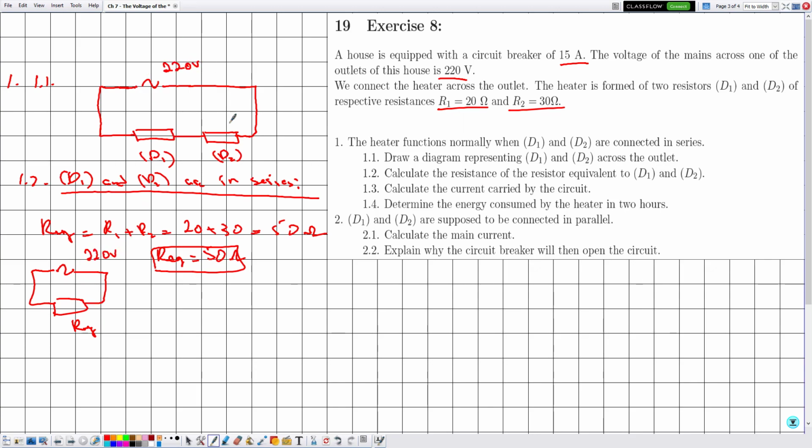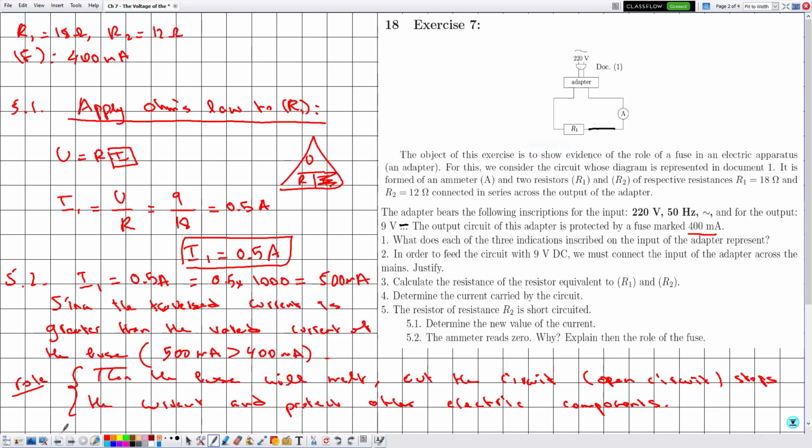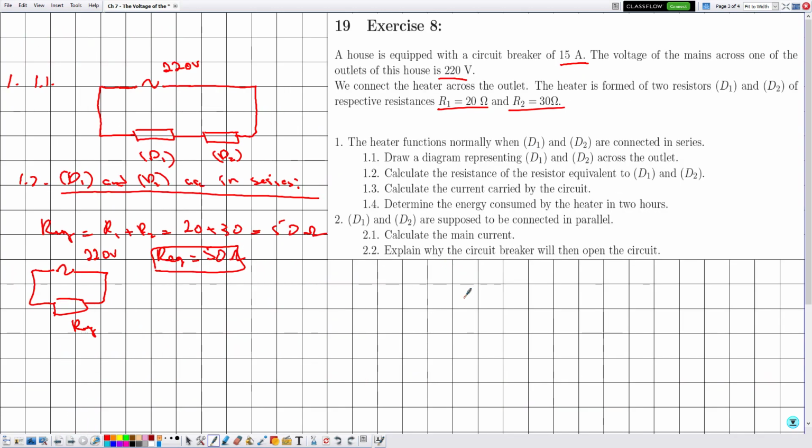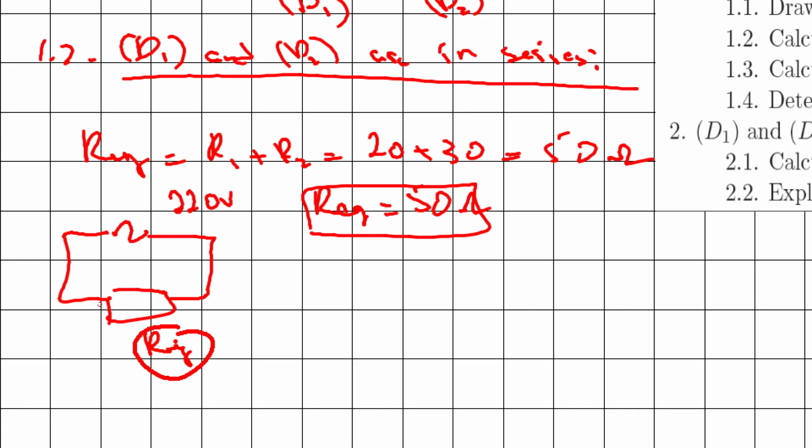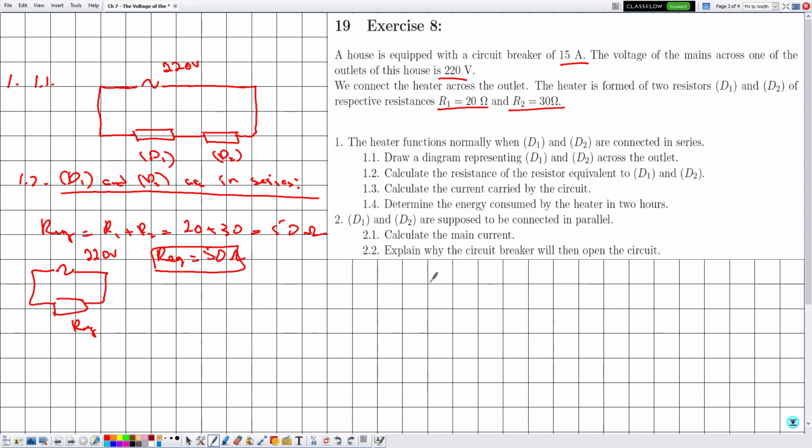As we have said previously, the trick in solving such type of exercises is to write the voltage on the circuit, as we have done in this case also. Now in 1.3 they are telling us calculate the current carried by the circuit. Since this is the only electric component found in the circuit and we know the applied voltage, then the current can be directly calculated using Ohm's law. We have that U is equal to R multiplied by I, and we are interested in determining the value of I. Then covering with our hand the value of I, I is given by U divided by R.